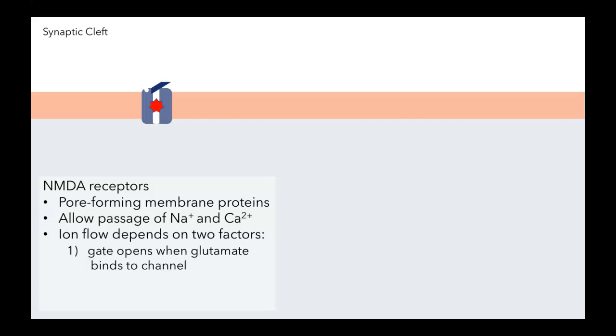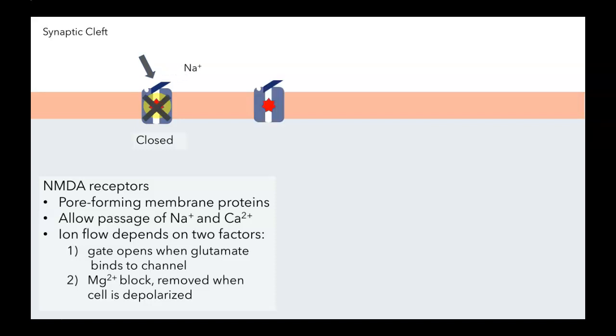There's a ligand gate that will open when glutamate binds to the channel. There it is right there. And in addition, there's a magnesium block that here I've indicated by a red star. This needs to be removed in order for the ion channel to allow the influx of sodium and calcium. In the absence of any glutamate, the channel will be closed. There's nothing bound to the ligand.